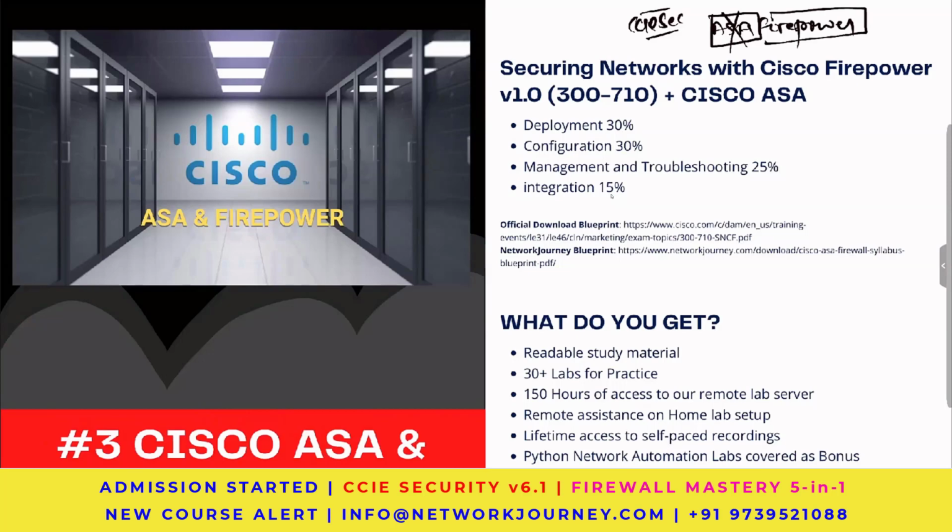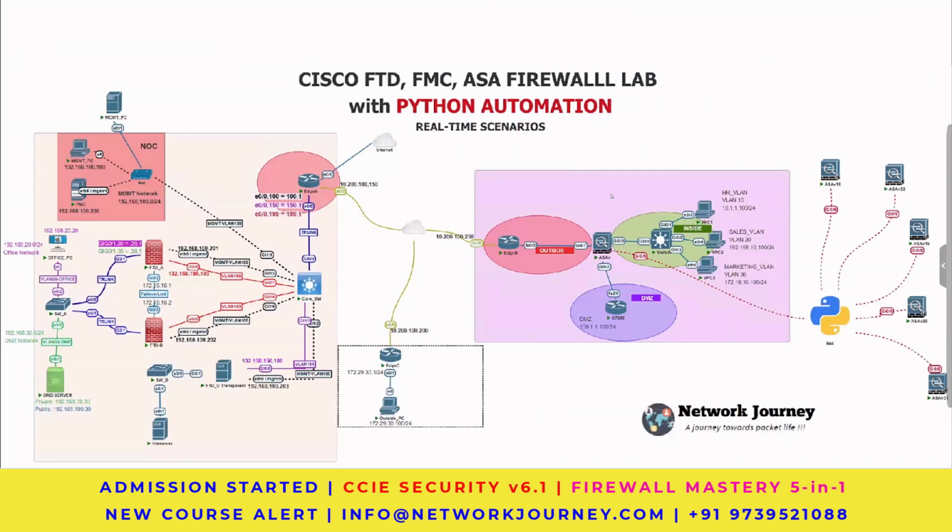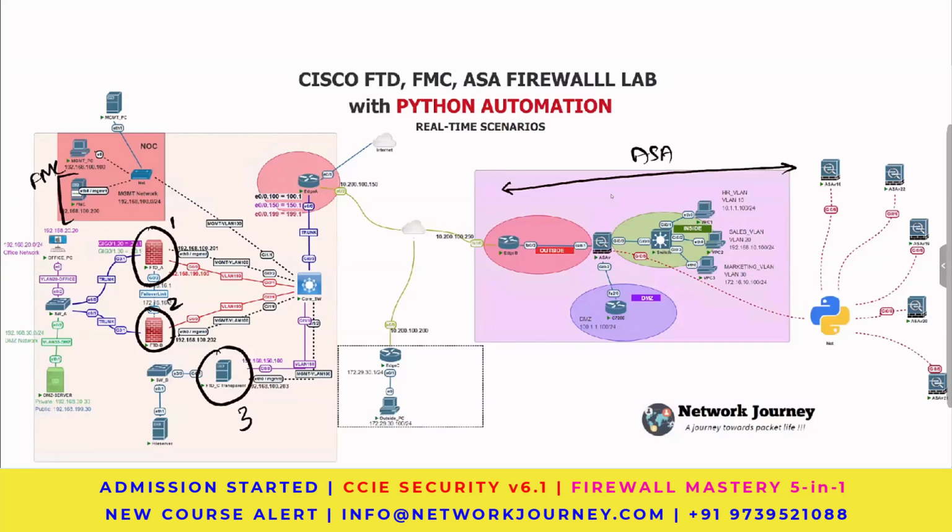So what is in ASA or Firepower, and how do we deploy it? How do we onboard it to the FMC manager? So that is this lab that we would be discussing. If you see here, we have the centralized controller FMC, and then we have the appliances FTD1, FTD2. We have one more FTD over here, FTD3. And over on this side, I have deployed ASA firewalls.